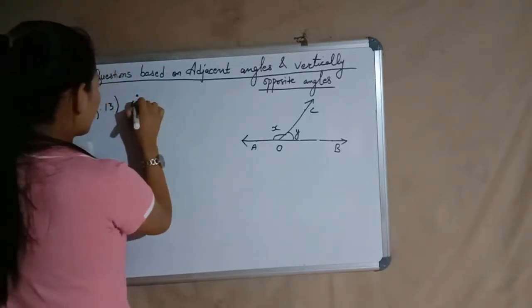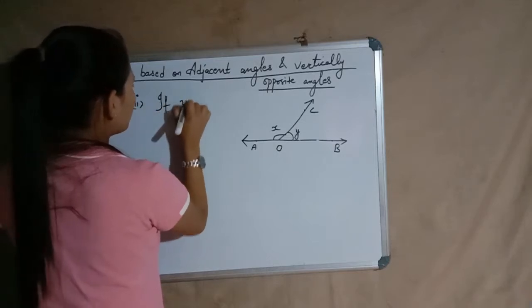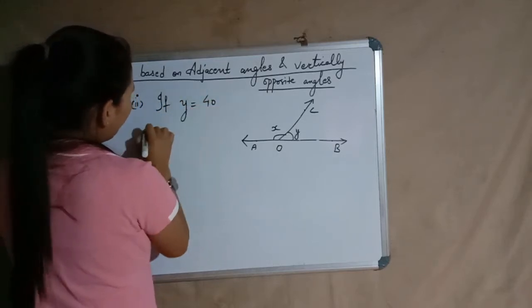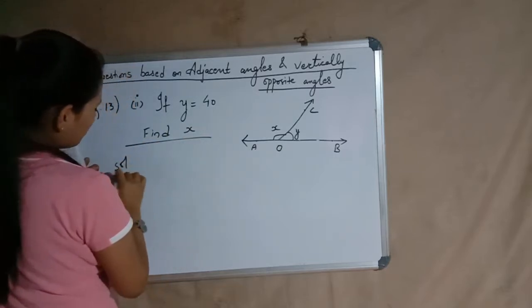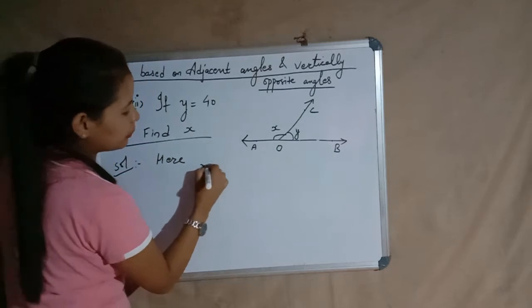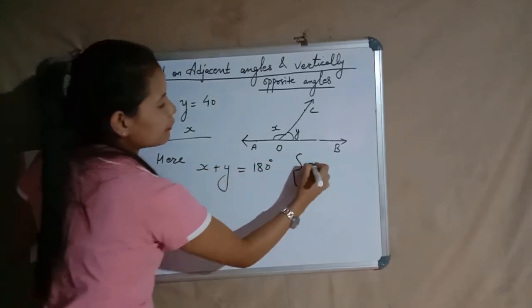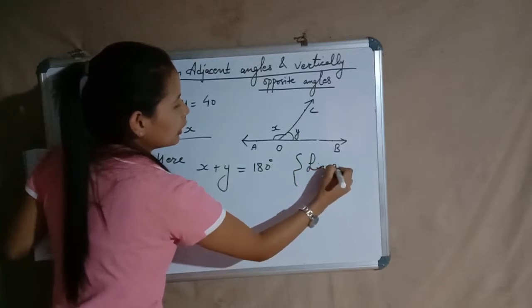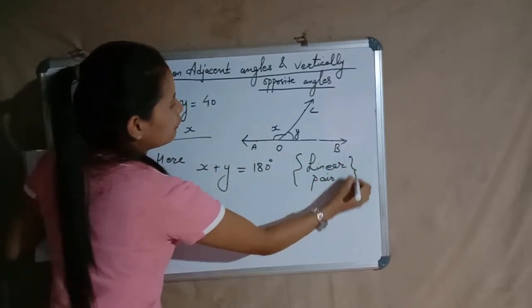Okay, so question number 2, 13 part 2, I'm doing it for you. If y equals to 40, find x. Pretty simple. So again, here, what is it? This is a linear pair. So x plus y equals to 180 degree. This is the same figure we are talking about. But here, y is given. We need to find the value of x.